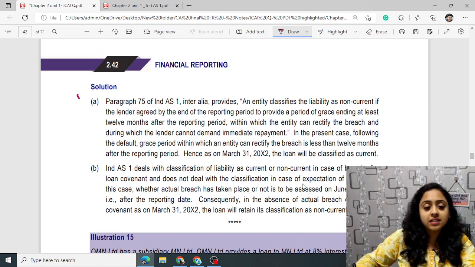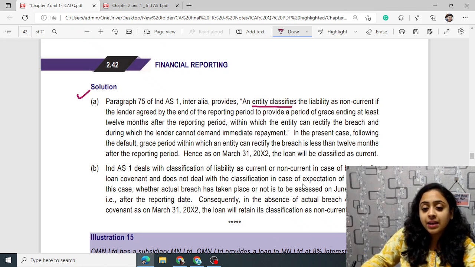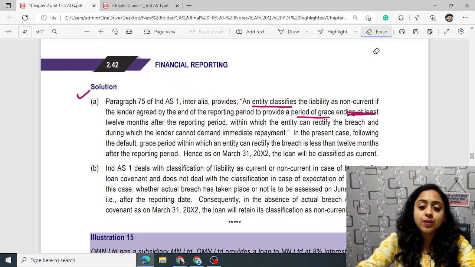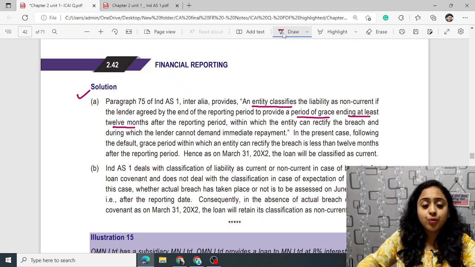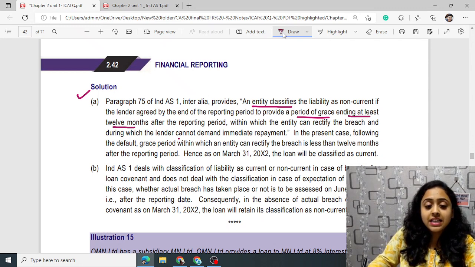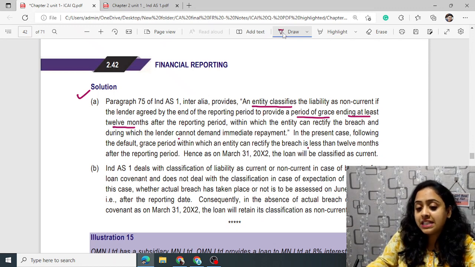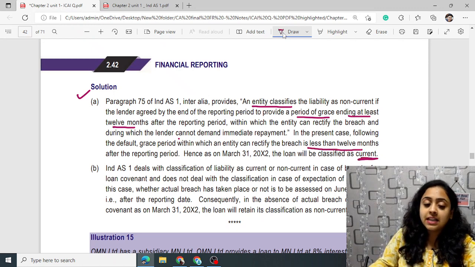See, let's read the answer. An entity classifies the liability as non-current if the lender agreed by the end of the reporting period to provide a period of grace ending at least 12 months. Please be careful, at least 12. The grace period should be at least 12 months after the reporting period, within which the entity can rectify the breach and during which the lender cannot demand immediate payment. In the present case, following the default, the grace period within which the entity can rectify the breach is less than 12 months, and that's why it will be classified as current.